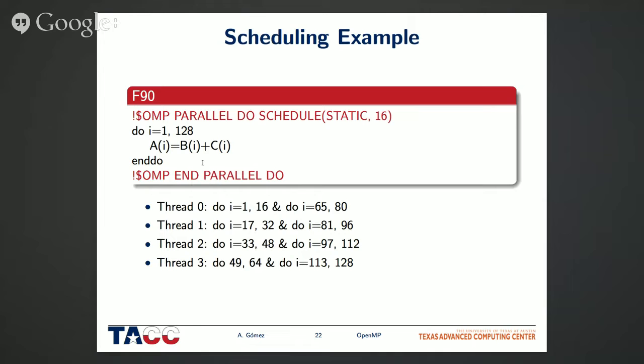And this is how you specify your scheduling in OpenMP. In this case it is Fortran, but it's the same thing for C++ or C. All you do is, just after your OMP parallel do, or for in C and C++, you specify a schedule, and then you specify which one you want. In this case, we are saying static, and the extra argument says the size of the chunk. Okay, 16 in this case.